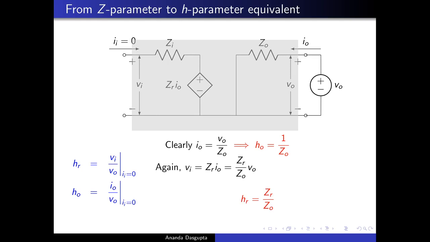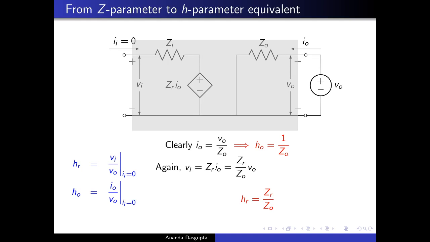So we have managed to find out all 4 of the H parameters in terms of the 4 Z parameters. Of course, you could invert this set of equations to find out the Z parameters in terms of the H parameters. Or you could just as well start with the H parameter equivalent circuit, just the way we did here. Instead of starting from the Z parameter equivalent circuits, we could have started with the H parameter equivalent circuit, maintained the conditions for finding out the Z parameters, namely output open or input open, and done an analysis very similar to this and figured out the inverse relations.